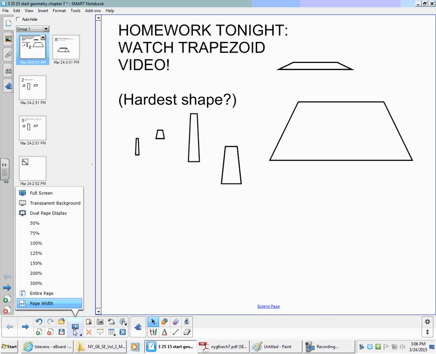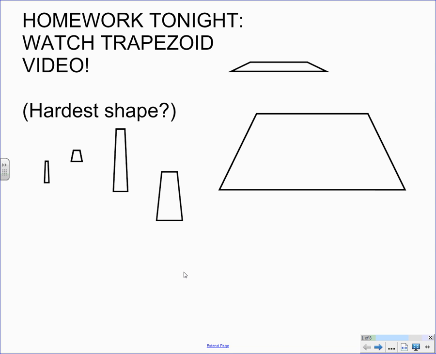Okay, hi everybody. Tonight's homework was to watch this video about trapezoids. I figured with this unit, maybe we would try jumping right into the hardest shape. Most people say that they have the hardest time with a trapezoid, but to me, it's really not that much harder than the other shapes. Promise to keep it short, right?